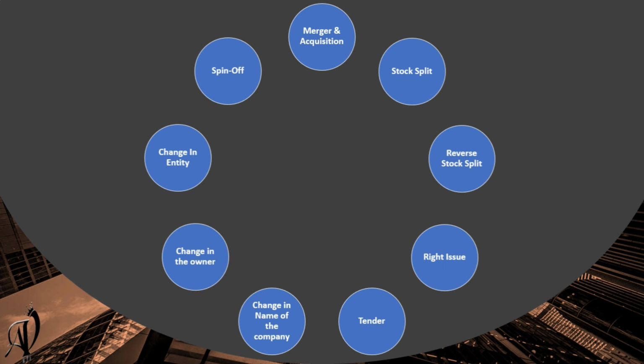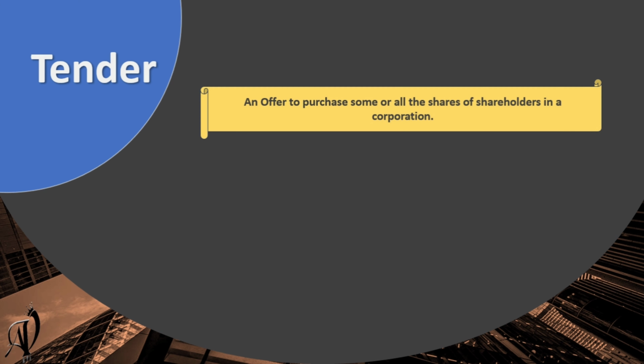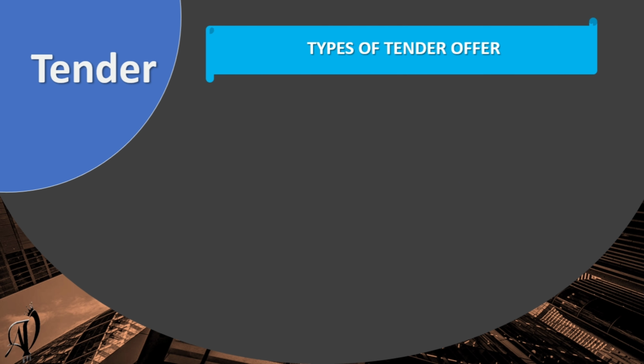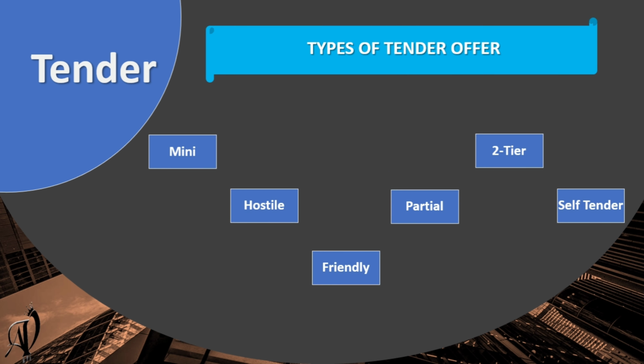The next corporate action is very interesting, which is tender. It's an offer to purchase some or all of the shares of shareholders in the corporation. It is also known as a takeover bid, or you can say acquiring the company. There are different types of tender offers: mini tender, hostile tender, friendly tender, partial tender, two-tier tender, and self-tender. First, we'll talk about mini tender. It's an offer to purchase less than 5% of its stock directly from the current investors.